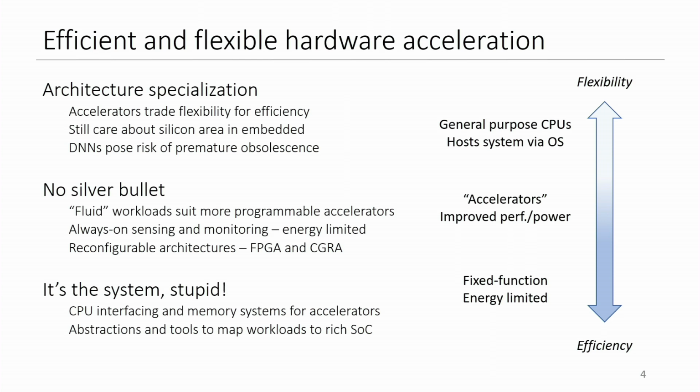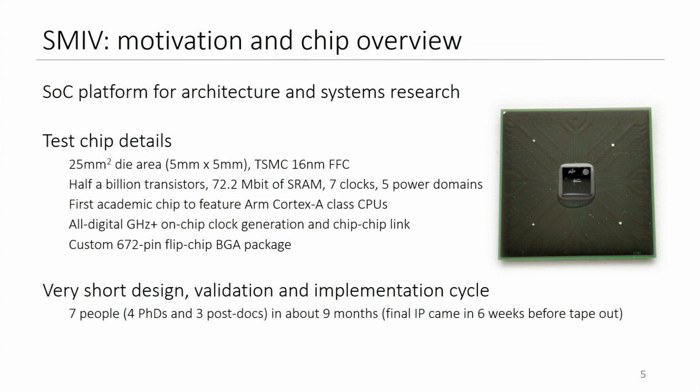A lot of stuff on this slide was the motivation for the work we did with SMIV at Harvard. So the idea is to have an SoC platform for architecture and systems research. Some details of the test chip here. It's a relatively big chip for academia, 25 millimeters square in a 16 nanometer TSMC process. It's more than 500 million transistors, nearly 10 megabytes of SRAM, 7 clock domains, 5 power domains. It's the first academic chip to feature an ARM Cortex-A class CPU. We have all digital gigahertz on-chip clock generation and chip-to-chip link, and a custom flip-chip BGA package.